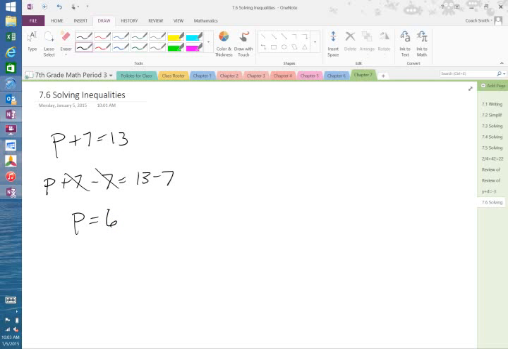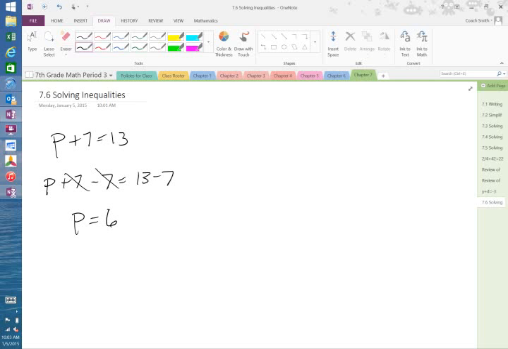Well, the process is exactly the same up to a certain point. There we have one solution that will satisfy or make that sentence true. 6 plus 7 is equal to 13 is the only thing that it could be.